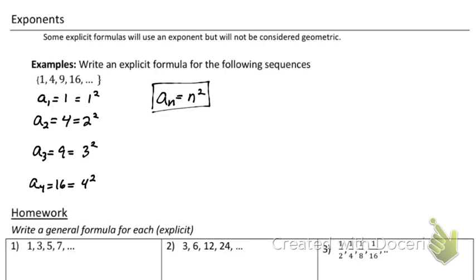It does say write a general formula. A general formula means explicit, which means for every one of these, you will be able to write a formula down. Do not put, it's not geometric, not arithmetic, so I don't need to. You need to come up with an explicit formula for every one of these. Every one of these is solvable.